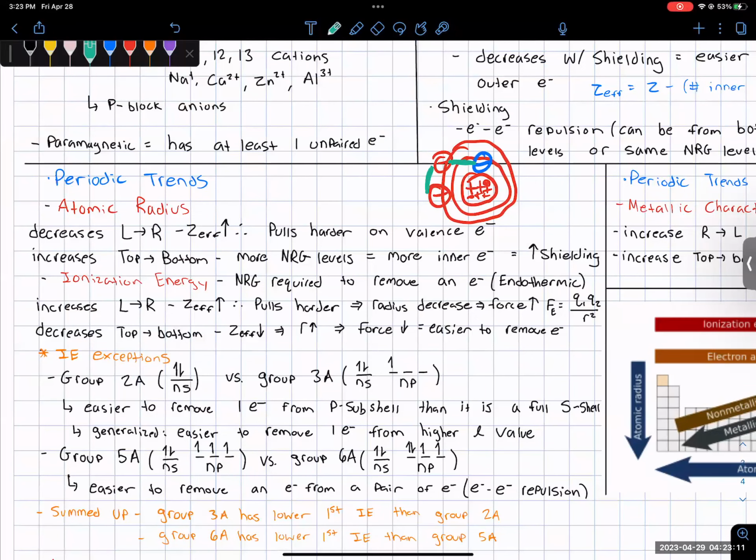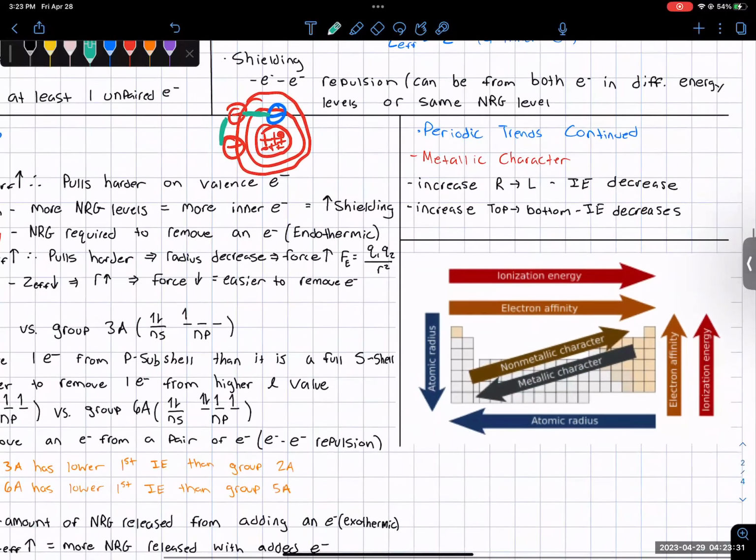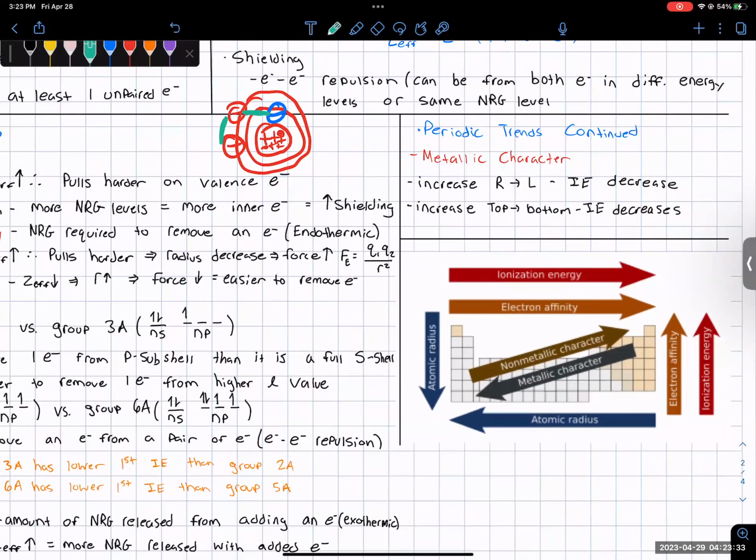Then ionization energy decreases as you go down because again, the effective nuclear charge, or sorry, it decreases from the bottom to the top. So basically the radius will go up at that point, the force decreases and it's easier to remove. So the ionization energy, basically what you need to know, increases up and to the right.